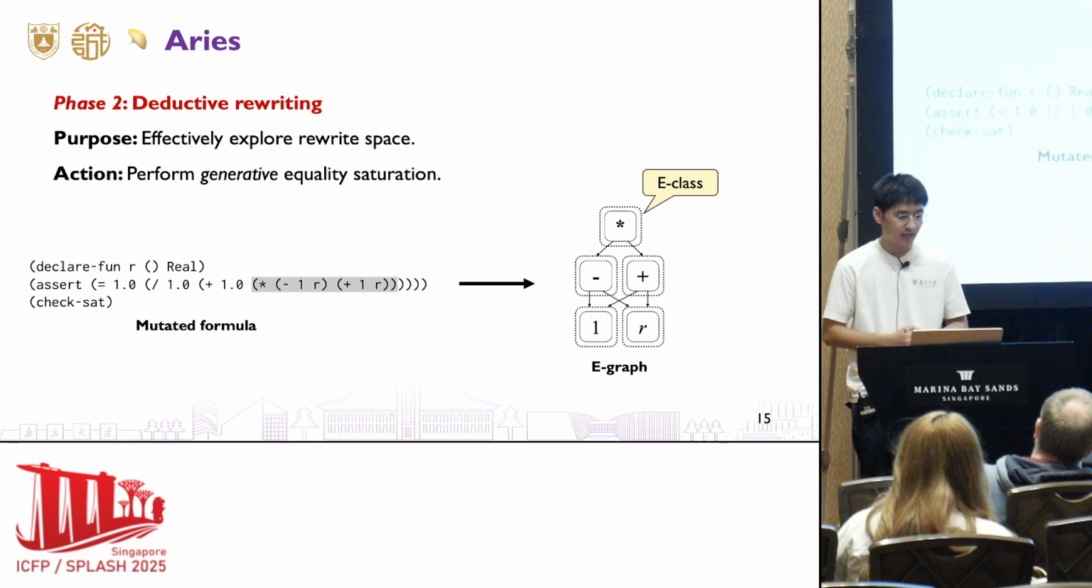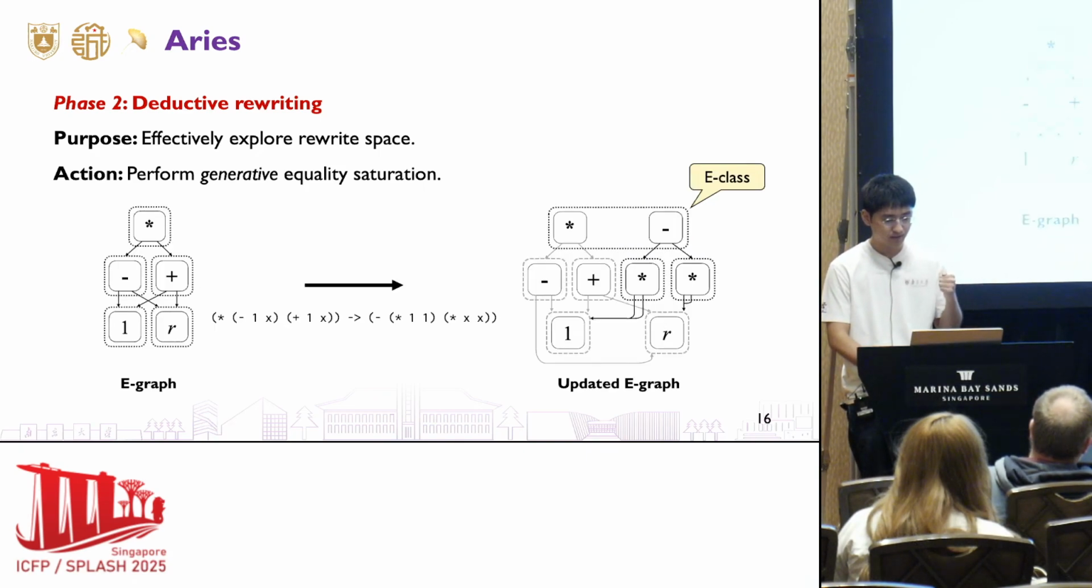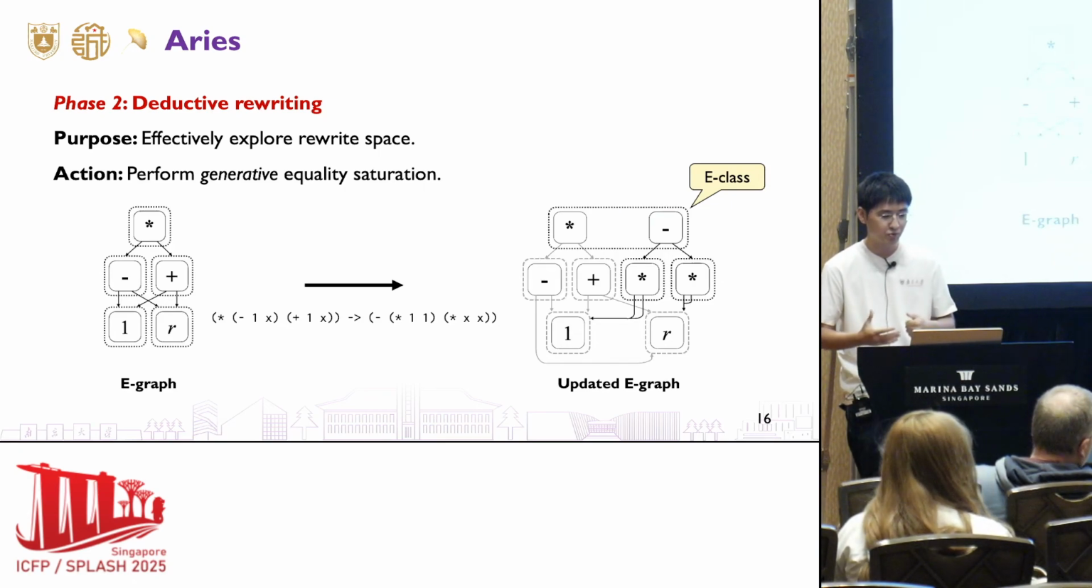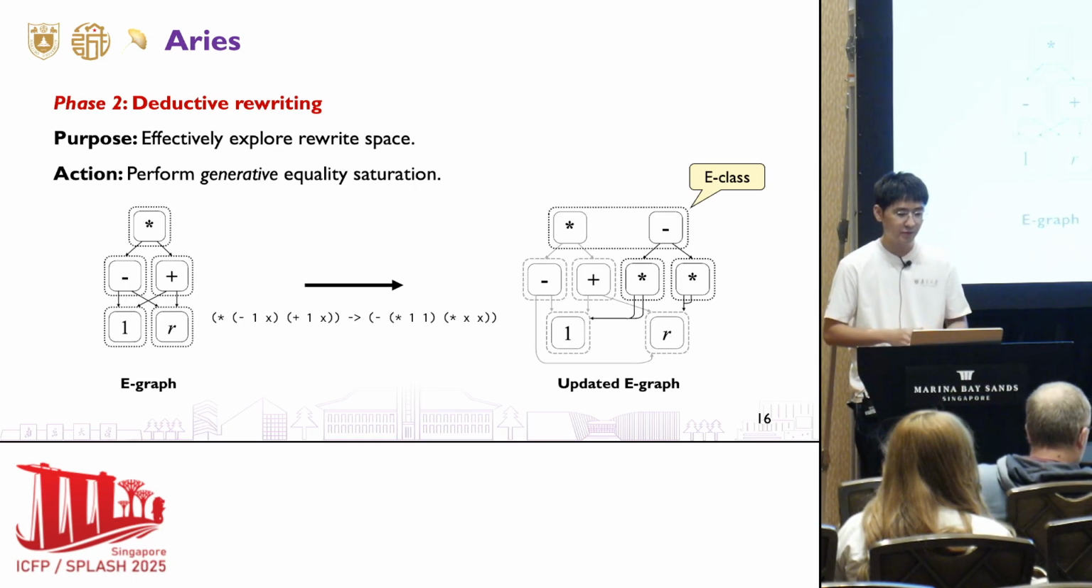Phase 2 is deductive rewriting. Here we leverage a technique called equality saturation. We build an equality graph, also known as E-graph. Each dashed box here in the E-graph is an equivalence class, containing nodes that represent semantically equivalent formulas. Initially, each class may have only one node, as shown in the figure. We then repeatedly apply rewrite rules. As we do this, the E-graph keeps growing, discovering more and more equivalent versions of the seed formula.